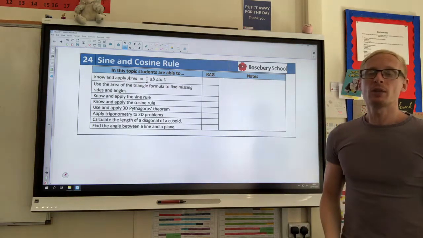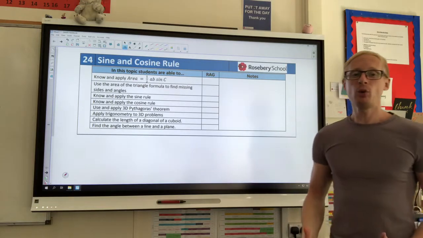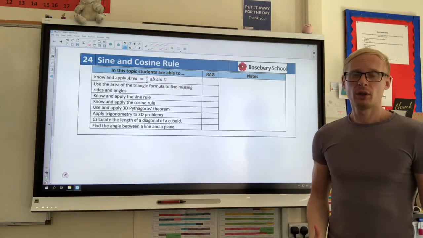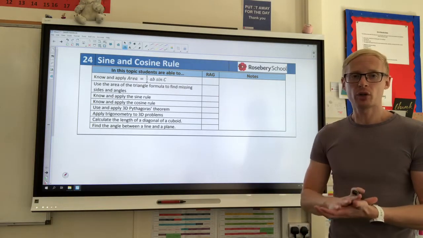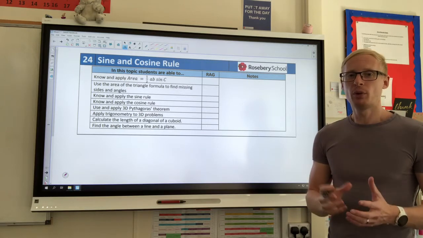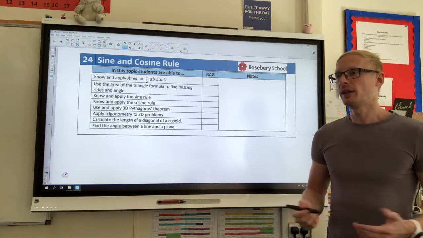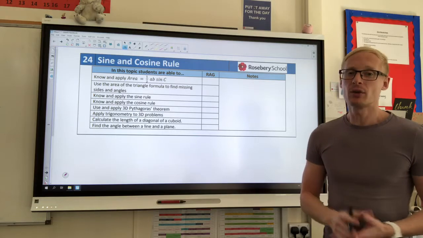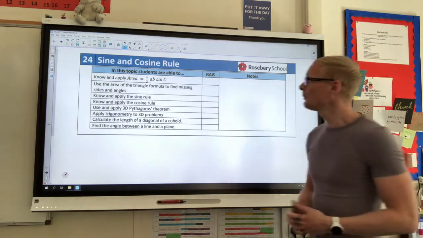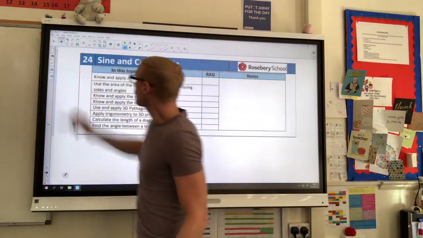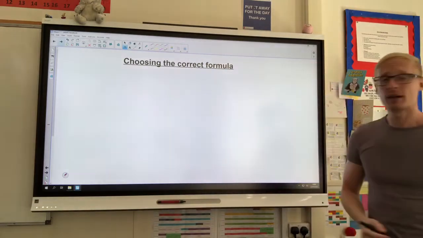And the reason for that is because in your GCSE, they're not going to tell you which formula to use. Okay, they are going to expect you to look at a question and understand which formula to use and when. The second thing is obviously you need to memorise those formulae, so they're not going to give you the formulae either. Okay, so the title of today's lesson is choosing the correct formula.